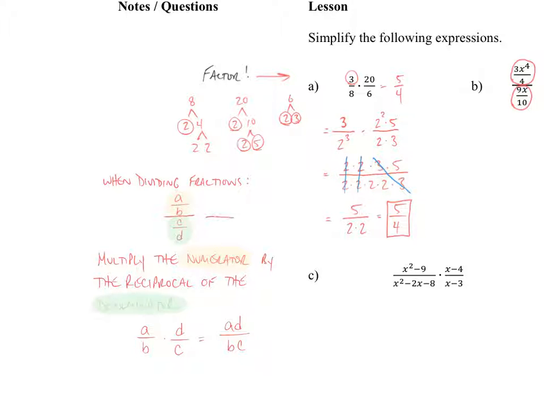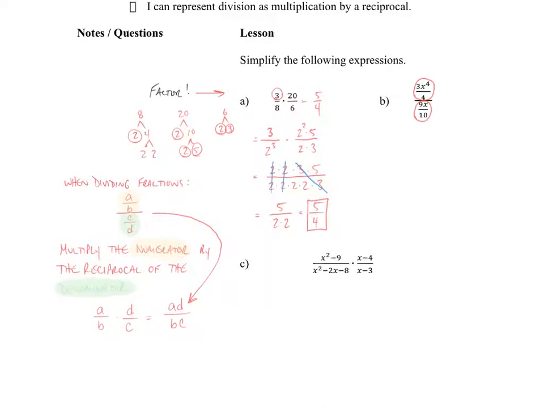So it would be hard for you to notice that these two things are the same without knowing this reciprocal rule. And this is the rule that we're going to apply to problem B. So instead of doing this division here, what I would rather do is rewrite this as 3x to the fourth over 4. That's my first fraction. But instead of dividing, I'm going to multiply. And I'm going to multiply by 10 over 9x because that's the reciprocal of that denominator.